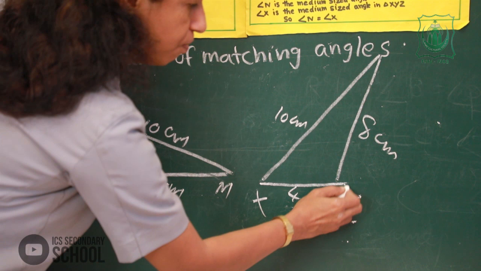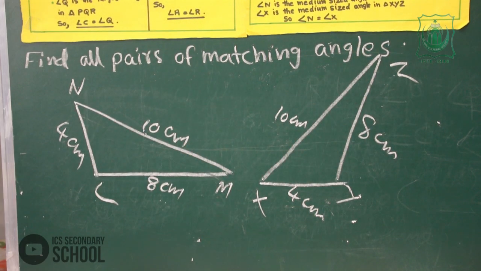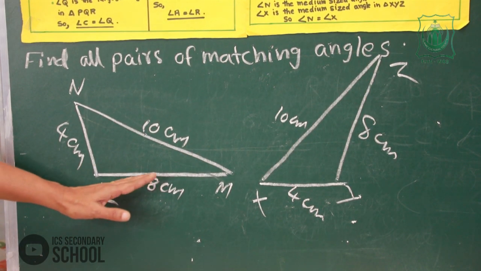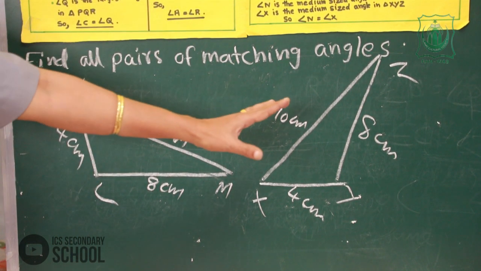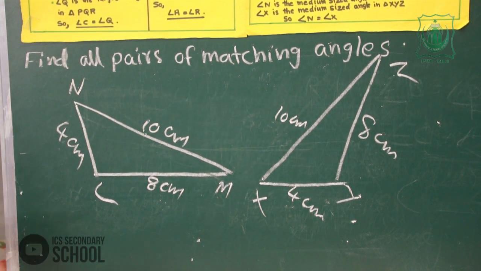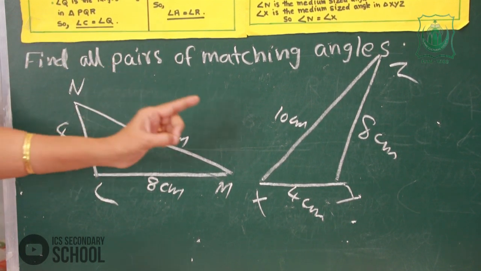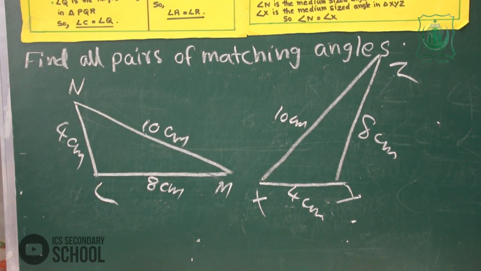Triangle XYZ. The sides of triangle LMN are equal to the sides of triangle XYZ.